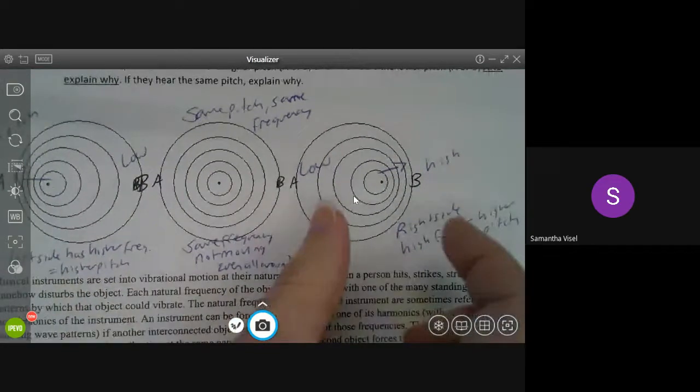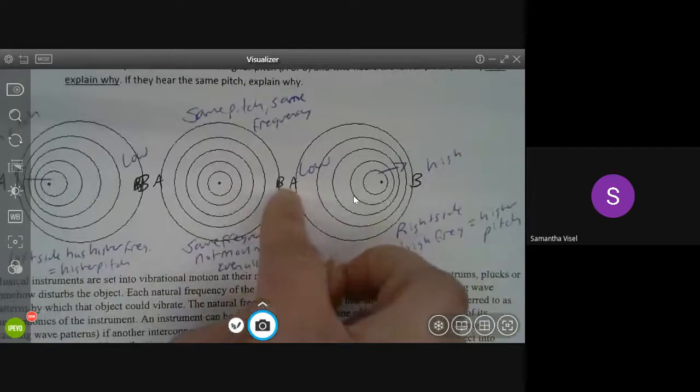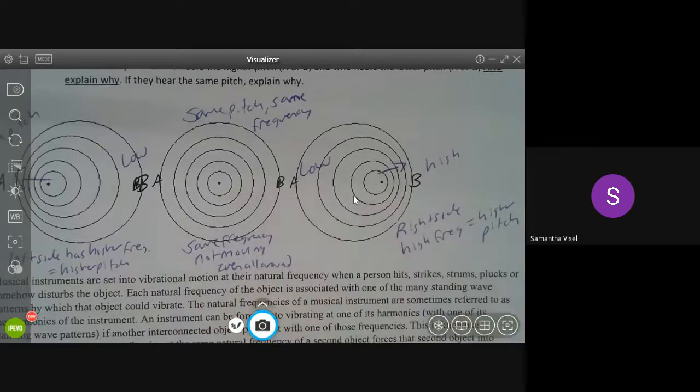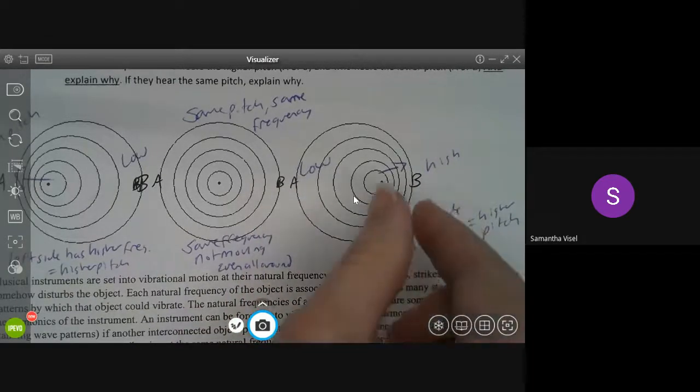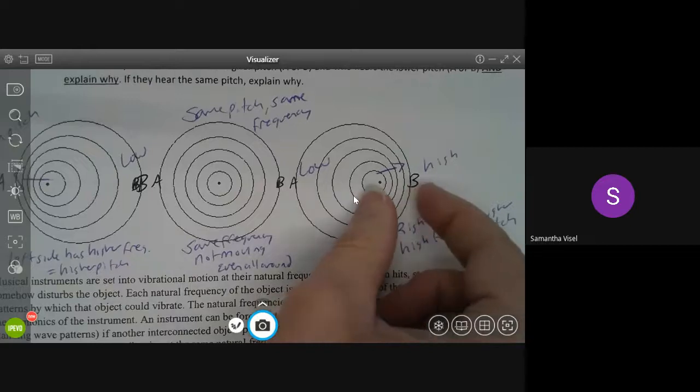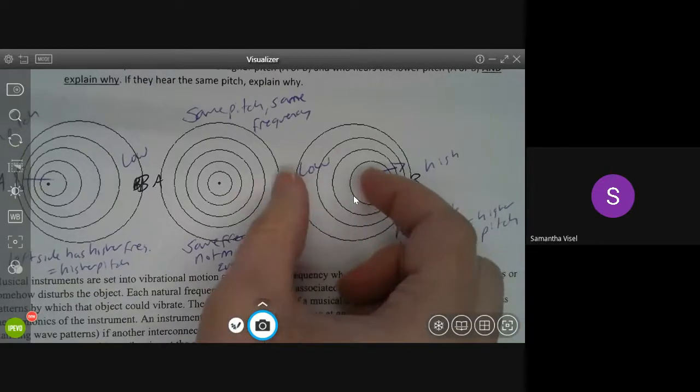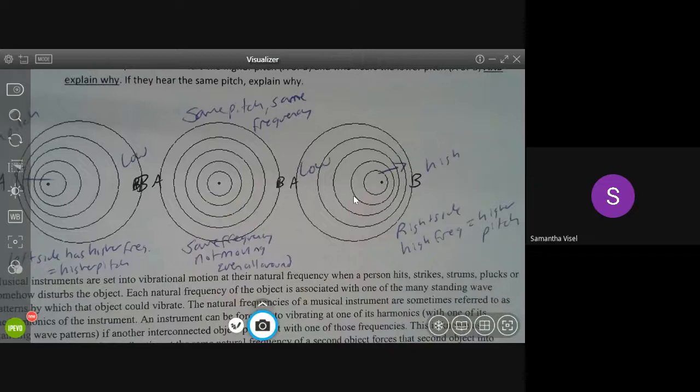And in this model here, A would hear the lower pitch, B would hear the higher pitch because we have a greater area of compression towards B. A is more stretched out: longer wavelength, lower frequency, lower pitch.